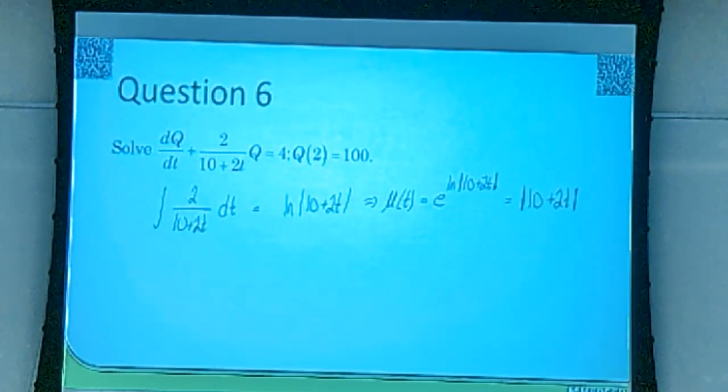T represents time. What do we know about time? Can't be 0, that's negative. Well, it can be 0. Yeah, it can't be negative. It has to be non-negative.